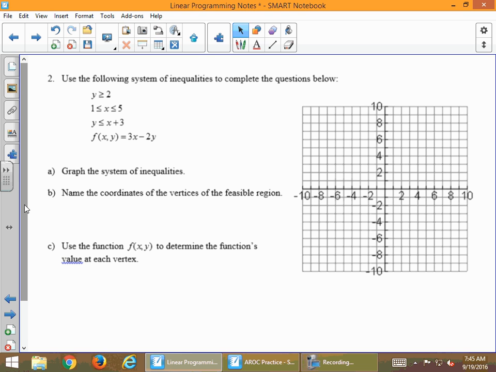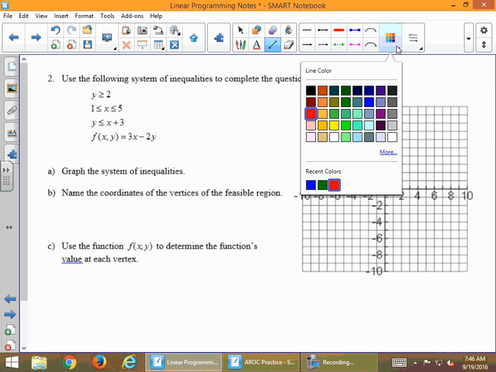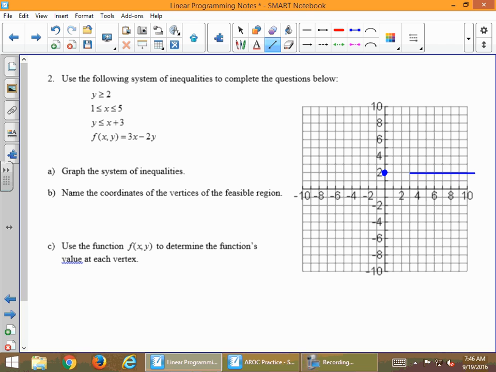Again, graph. This is a little different because we don't have those normal equations we graph. We just have y is greater than 2. But you graph it just as if it said y equals 2. So all you have to do is go to where y is 2, go to your y-axis, and then put a point, and you just draw a nice straight horizontal line.